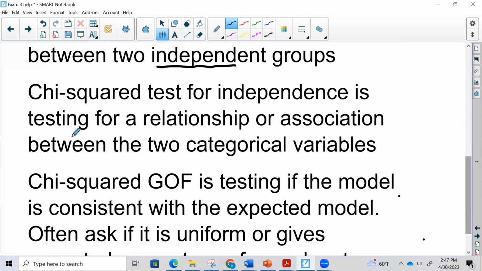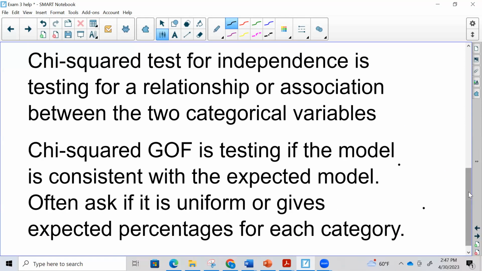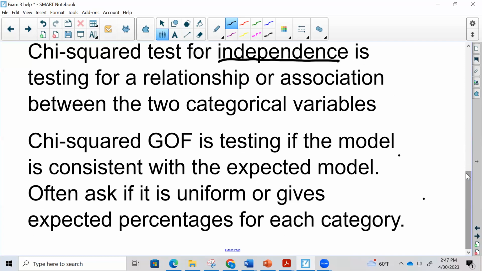Okay, and then the last two tests are the ones for categorical data. So a chi-squared test, or test for independence, is anytime we're testing for a relationship or association between two categorical variables. So we're seeing, is there a relationship or association between them? Make sure that you say test for independence. Don't just say chi-squared test. There are multiple chi-squared tests, and so you can't just say chi-squared. You need to say the test for independence.